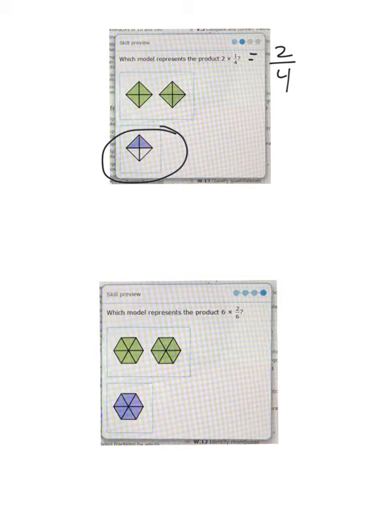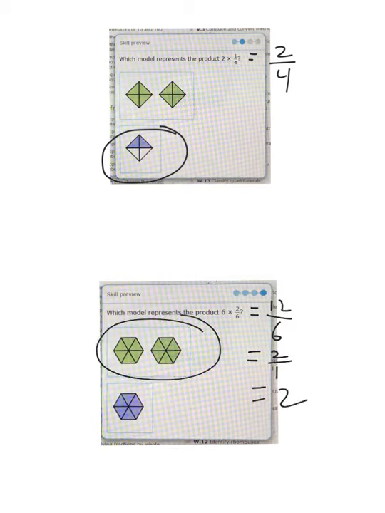We could think about it like multiplication. 6 times 2 is 12 over 6. If we simplify that, I hope you recognize that it is 2 over 1, or 2 whole. So it must be this shape here.